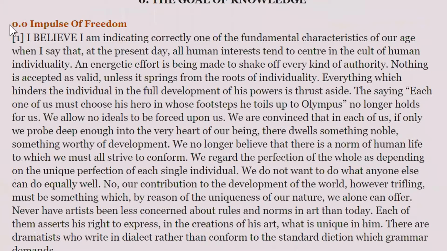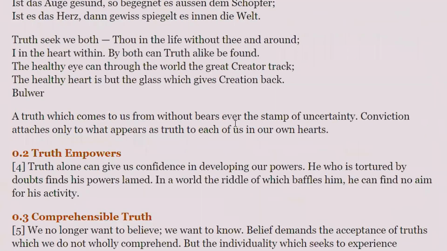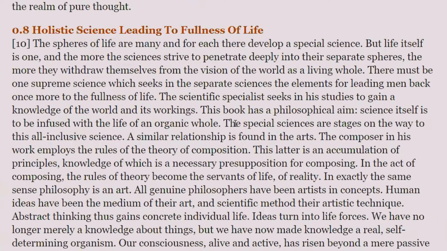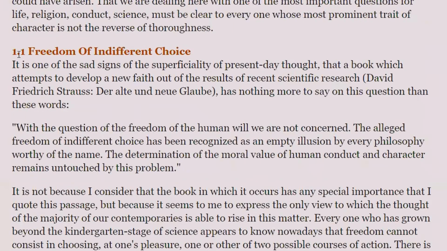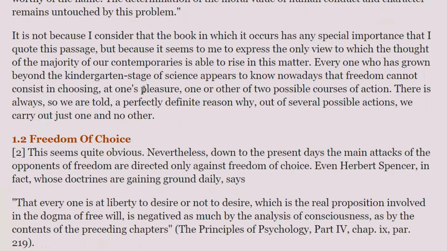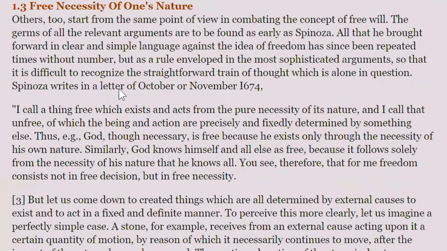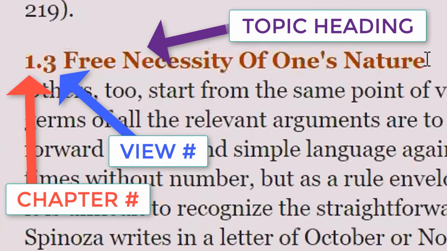The first number is the chapter number. I'll go up to chapter 1, which is what we're going to be starting with. Here's chapter 1. That means each section starts with a 1, and the 0 is the introduction of the chapter. And then it's followed by 12 different views. Here's 1.1, 1.2, 1.3, and they also have a topic heading here. So the book is ordered that way, so I use those section numbers to identify things.